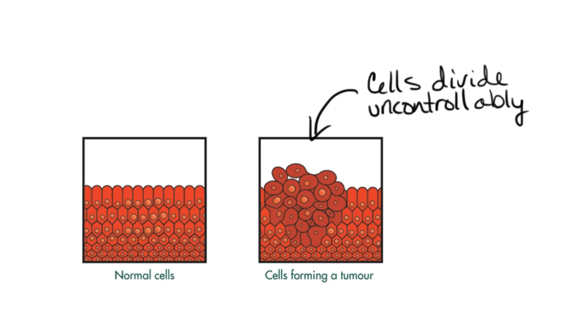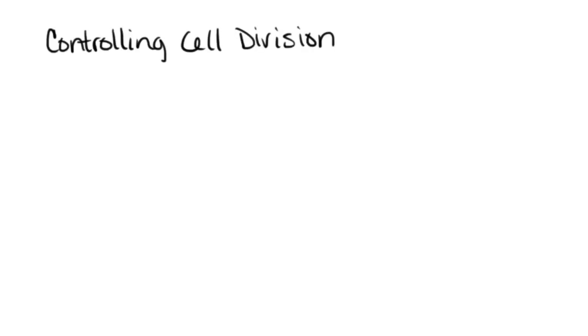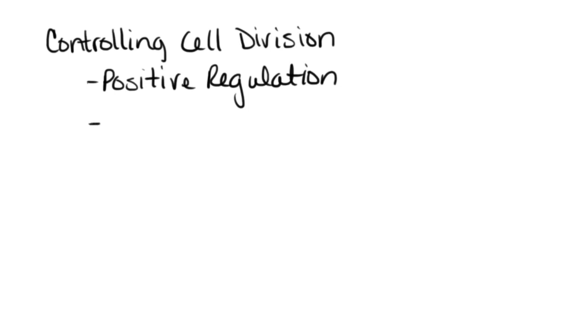So when we talk about cancer, the main problem with cancer is that you have cells that do not respond to the normal control mechanisms that are in place for cell division. So clearly controlling cell division is very important, and we have a number of molecules that are involved in controlling that cell division. So we have both positive regulators, and positive regulators would stimulate cell division, so they would cause it to take place. And then we also have negative regulators that cause negative regulation of cell division.